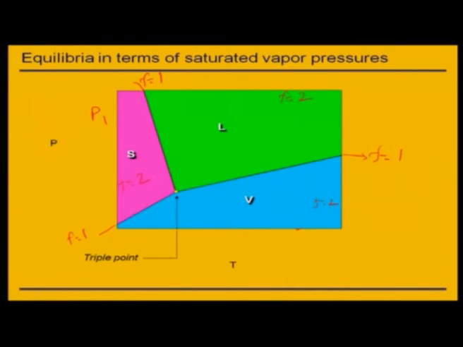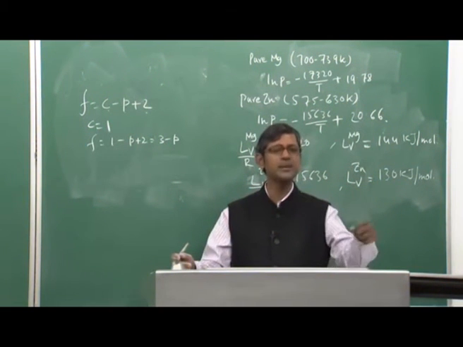So now there is a special point in this diagram in which all three phases coexist. That means at this triple point, number of phases P equal to 3. If P equal to 3, F becomes 0. So that means at this point F is equal to 0, and I can't change pressure, temperature, anything at this point. These are all fixed because this is a point.